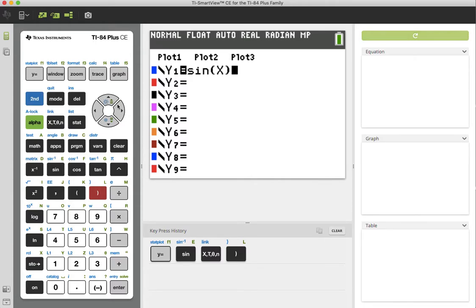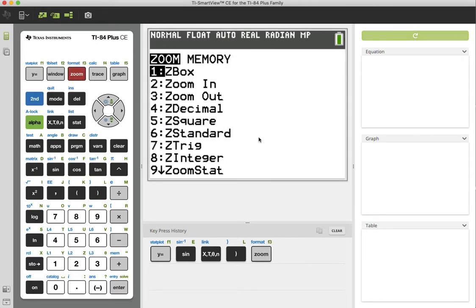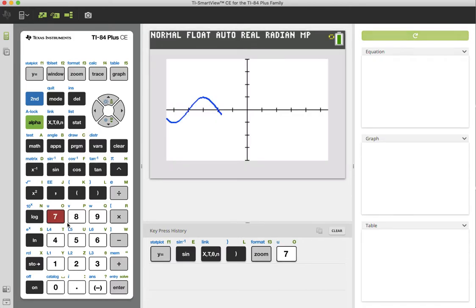Now, instead of just going right to the graph, I'm actually going to go to my zoom menu here. And you can see that there's a zoom trig, number 7. So I'm going to hit 7. And you can see your sine function.